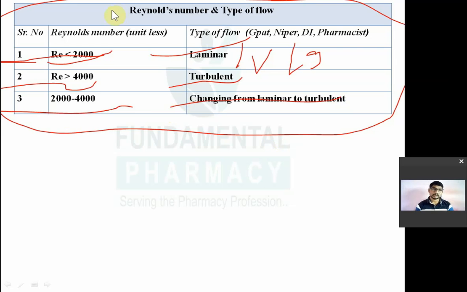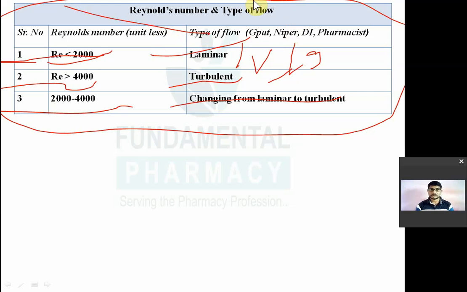इसके ऊपर क्वेश्चन आ चुका है. This chart is again very important. मैंने बोला था ना आपको, इस चैप्टर में दो टाइप का क्वेश्चन आ चुका है ऑलरेडी. The device used for measuring the pressure differential, GPAT 2021 में क्वेश्चन आया था. Then Reynolds number, if Reynolds number is less than 2000, what type of flow is there? If Reynolds number is more than 4000, what type of flow is there? And if Reynolds number is between these, what type of flow is there? So ये GPAT 2018 में भी आ चुका है और GPAT 2021 में भी आ चुका है.